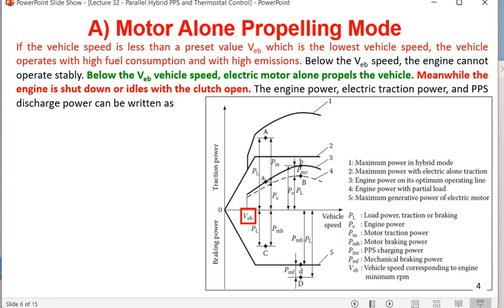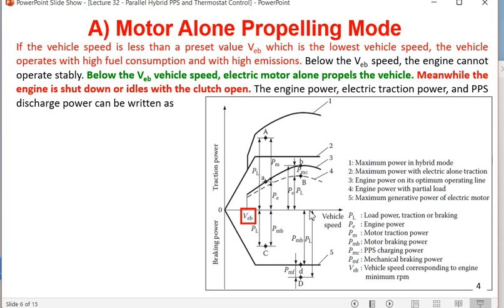In that case, below this VEB vehicle speed, the electric motor alone propels the vehicle. So below this 20 km per hour, PL is supplied by PPS or PM. Meanwhile, the engine is shut down. That means between 0 and VEB, the engine is shut down or it idles. Idles means it is off, but it is preparing to get on, with the clutch open.